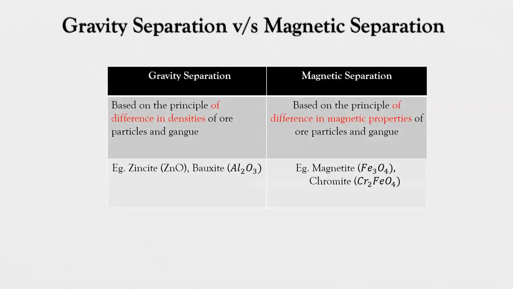Let us compare the two processes, gravity separation and magnetic separation. Gravity separation is based on the principle of difference in densities of ore particles and gangue particles and is used for ores like zincite and bauxite, which are essentially oxides, while magnetic separation is a process based on the principle of difference in magnetic properties of ore particles and gangue, like magnetite and chromite.